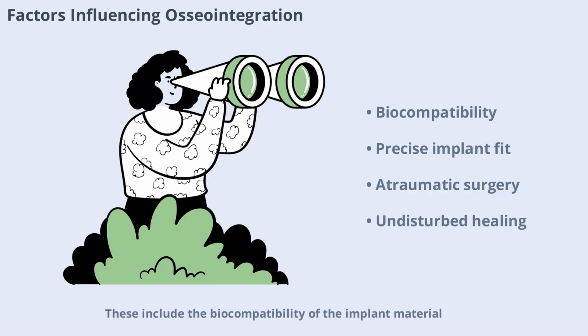These include the biocompatibility of the implant material, the precision with which the implant fits the prepared site, the use of atraumatic surgical techniques, and allowing for an undisturbed healing phase. Each of these factors plays a crucial role in ensuring that the bone can grow directly onto the implant surface, creating a stable and lasting connection.